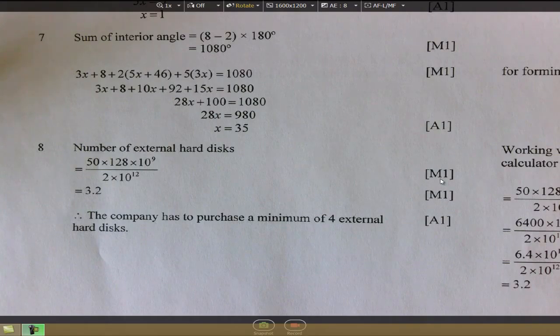Question 8. 50 sets of SD cards with a storage capacity of 128 gigabytes. One external hard disk has storage capacity of 2 terabytes. What is the least number of external hard disks required?